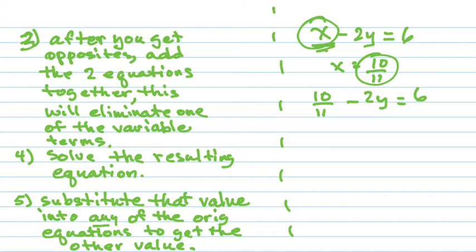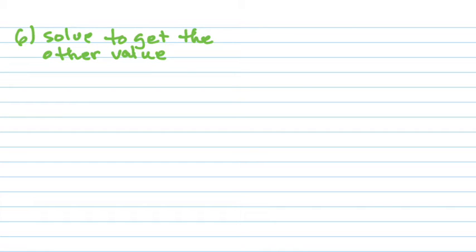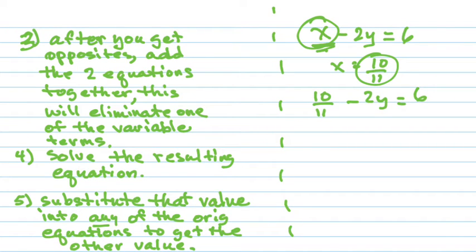Okay. So, step 6: solve to get the other value. It looks like a lot more work than it really is. So you're just going to solve to get the other value. First thing we look for are brackets. We don't have any in this case. Do I have any fractions? Yes, so I can clear the fractions by multiplying every piece of this by 11, which will eliminate that, gives me 10. 11 times negative 2y is negative 22y. 11 times 6 is 66.